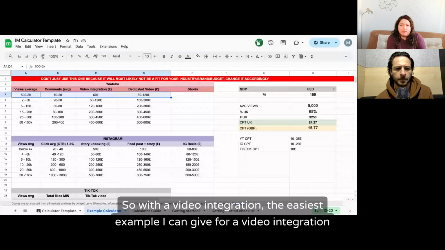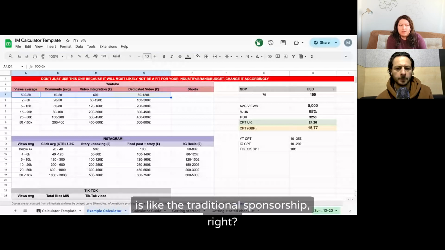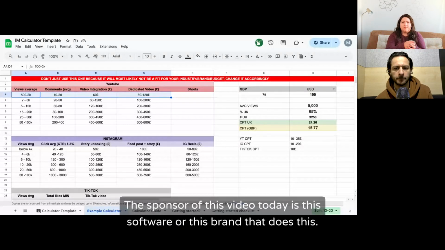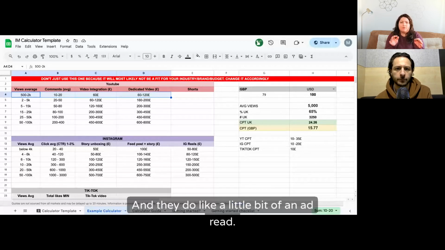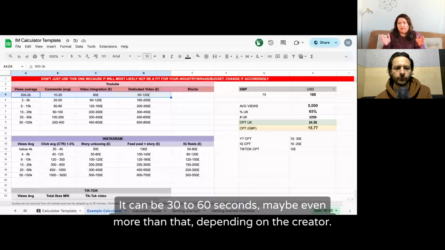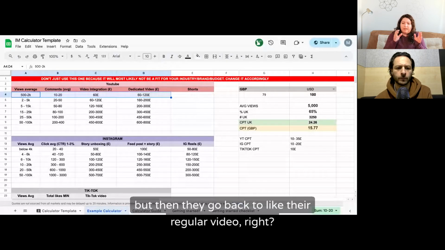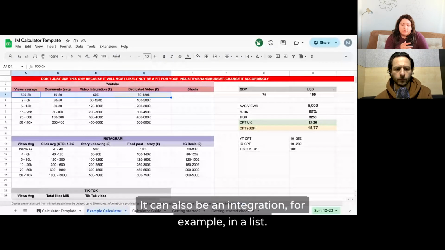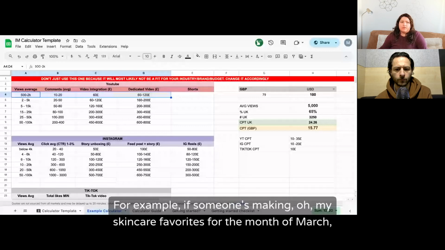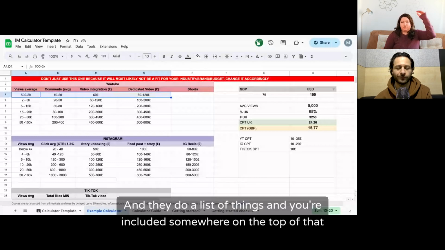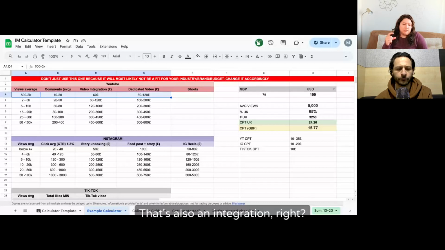So with a video integration, the easiest example is the traditional sponsorship, right? The sponsor of this video today is this software or this brand that does this, and they do a little bit of an ad read. It can be 30 to 60 seconds, maybe even more, depending on the creator. But then they go back to their regular video, right? It can also be an integration in a list. For example, if someone's making my skincare favorites for the month of March, and they do a list of things and you're included somewhere on that list, that's also an integration, right?